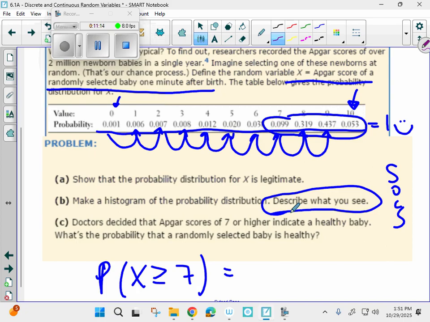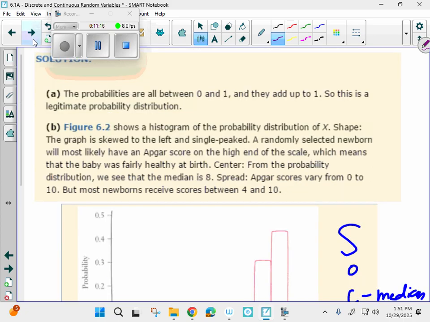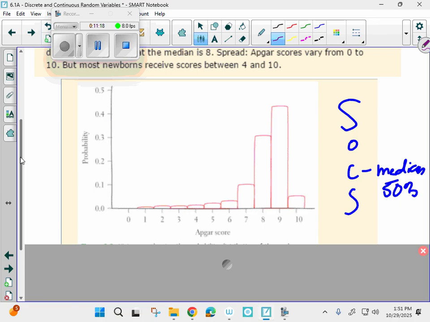All right, so we would say 9 or 8. I don't remember which one it was. I think it might be 8. And then for spread, I would just say that the scores range from 0 to 10. Just do your range, okay?